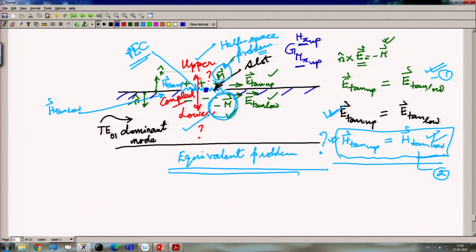Similarly, we are going to calculate the Green's function due to the minus mx component which is in the lower part, and we will be calculating Hx for the lower part. So, the source of the Green's function is minus mx for the lower part, and we are going to calculate the tangential magnetic field Hx for the lower part.